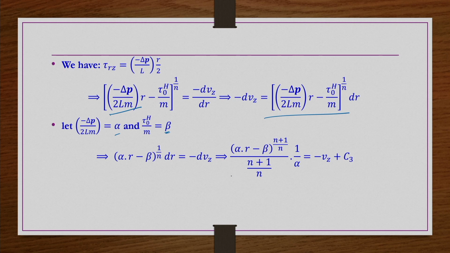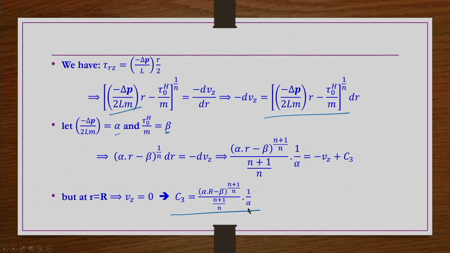When you integrate, what do you get? Alpha r minus beta, whole power n plus 1 by n, divided by n plus 1 by n, times 1 by alpha, equals minus Vz plus C3, the integration constant. Now, at r equals capital R, Vz should be 0 because of the no-slip boundary condition, and then you get C3 equals this value, right. So, now this value we are going to substitute in the next step.